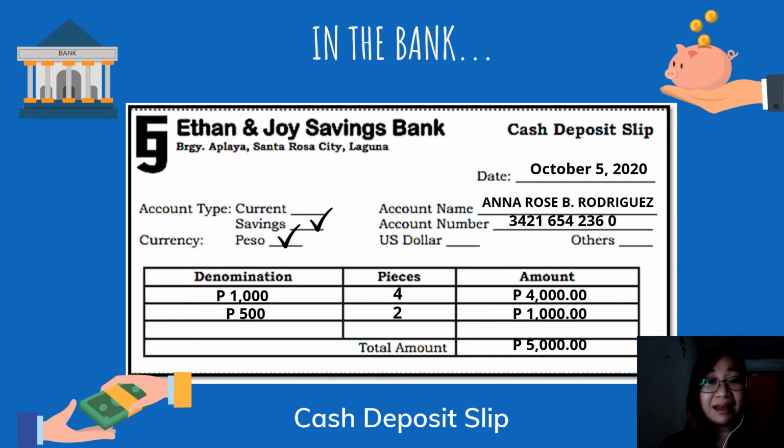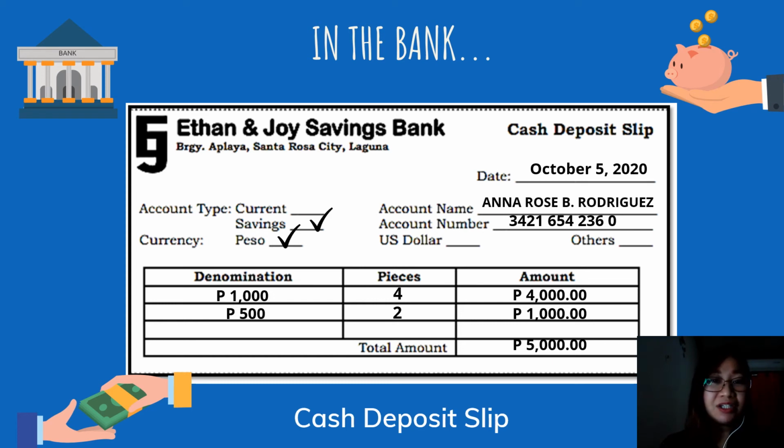So in the bank, we could also use the cash deposit slip if we are going to deposit or put money in our bank account. So you also have the date, you have the account name, the account number, and then the account type, current or savings, you just check one, and the currency, peso, US dollar, or others. I check peso.